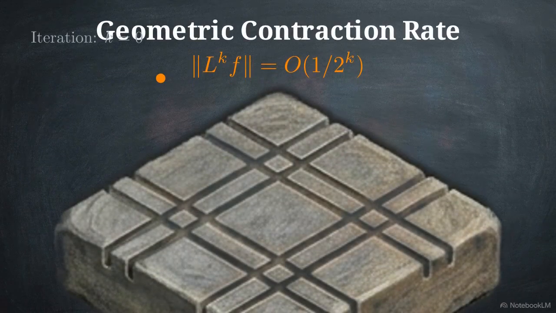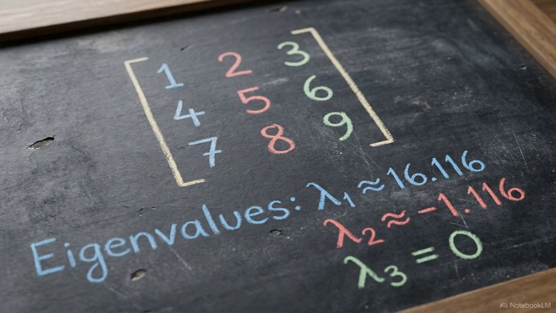The norm of a function f decays by half with every iteration, k, producing the equation L to the k f equals O of 1 over 2 to the k. Dynamically, this strict geometric contraction mathematically erases exactly 50% of the amplitude with every step forward.